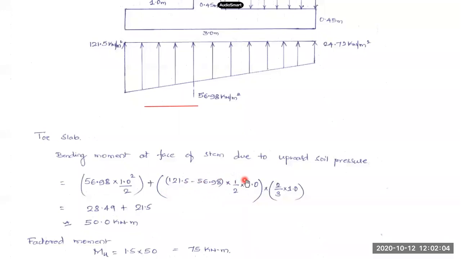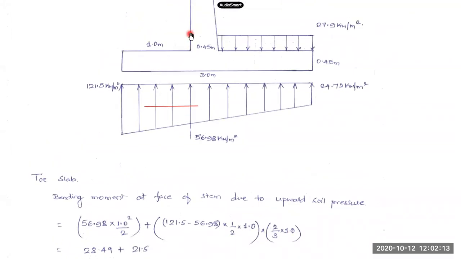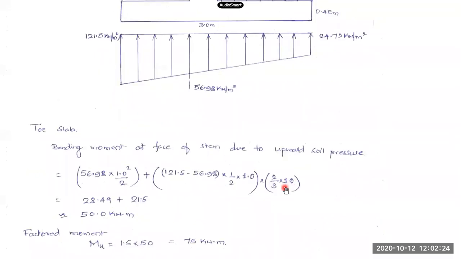So this is the bending moment due to UDL plus due to UVL. This total UVL is multiplied by the point where it is applied. I want the bending moment calculated at the face, so from this end it will be 2/3 of the base of the triangle, so 2/3 of 1 meter. So the bending moment acting at the face of the stem in the toe slab will be 50 kilonewton meter.